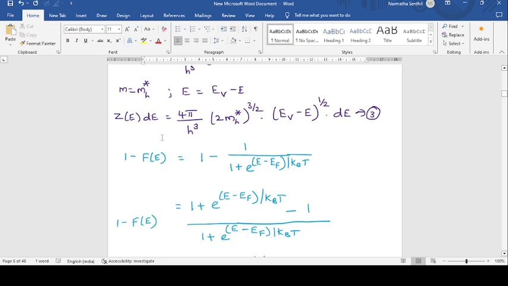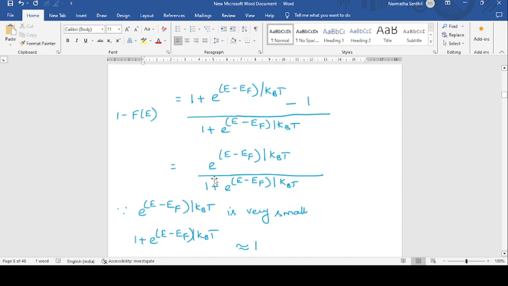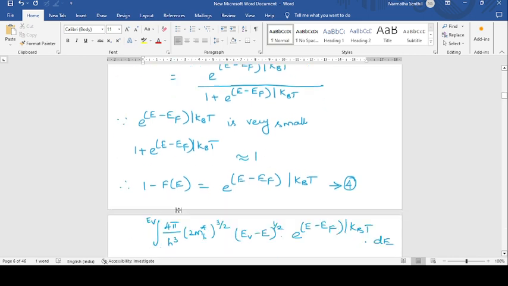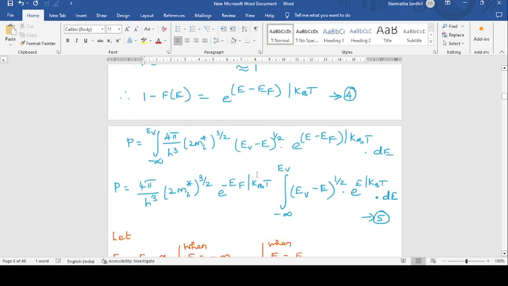Next, 1 minus f of E: substitute the Fermi distribution function formula and solve it. We get e^((E−EF)/kBT) divided by 1 plus e^((E−EF)/kBT). Since e^((E−EF)/kBT) is very small, we consider the denominator approximately equal to 1. Therefore 1 minus f of E is equal to e^((E−EF)/kBT). So P is the integral from minus infinity, since the valence band extends from minus infinity to EV, so the lower limit is minus infinity and the upper limit is EV.